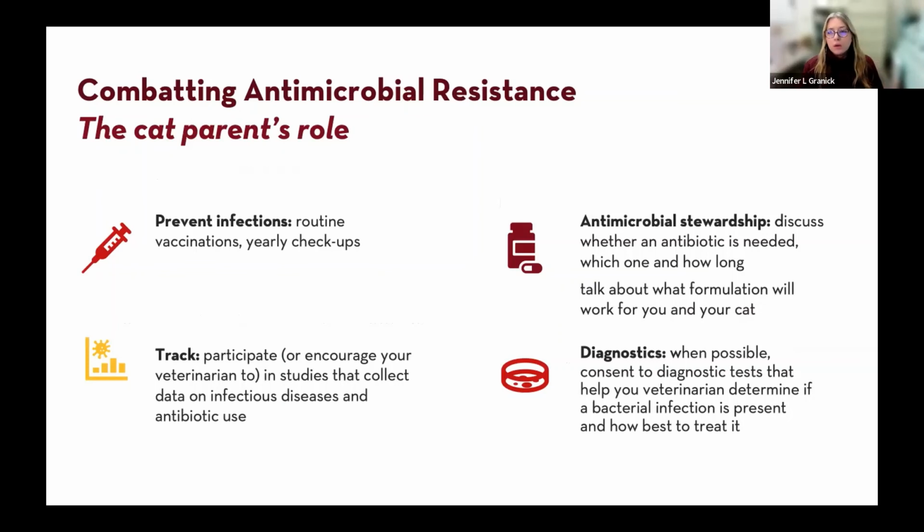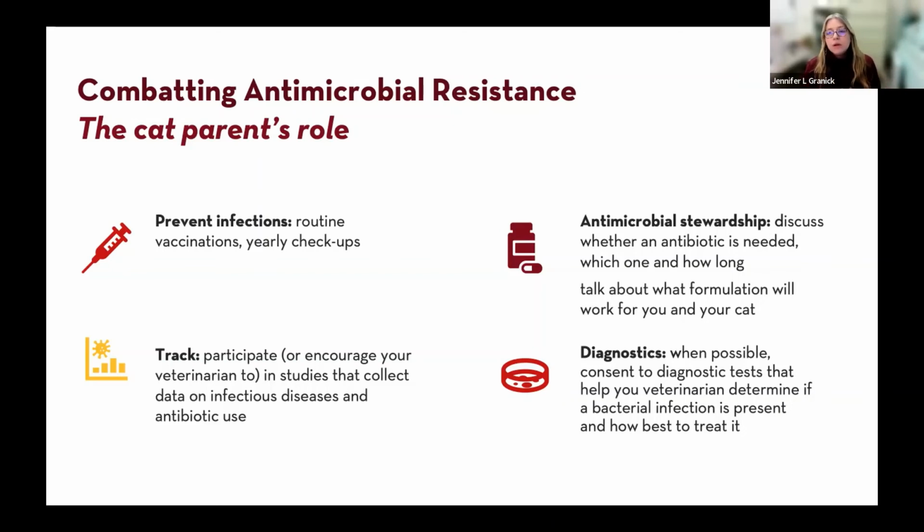So what can you do? Prevent infections. So make sure that your cats get routine checkups and their vaccinations. Discuss when your cat needs an antibiotic and when they don't. And so talk with your veterinarian about whether your cat really needs an antibiotic, and if so, which one and how long. Talk to your veterinarian about formulations that would allow you to give your cat medication successfully without having to do an injection that lasts 14 days when the treatment time really only needs to be a few days.